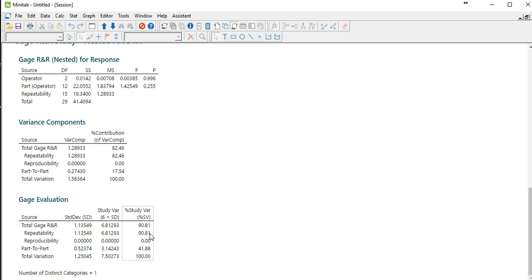Similarly, if you look at gauge evaluation, you can see the study variance percent for Gage R&R is 90%, more than 90%.